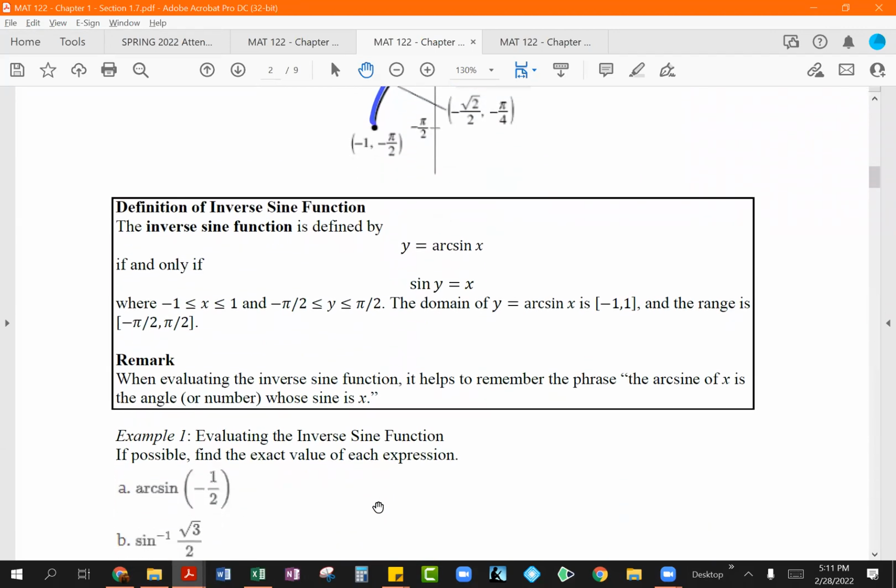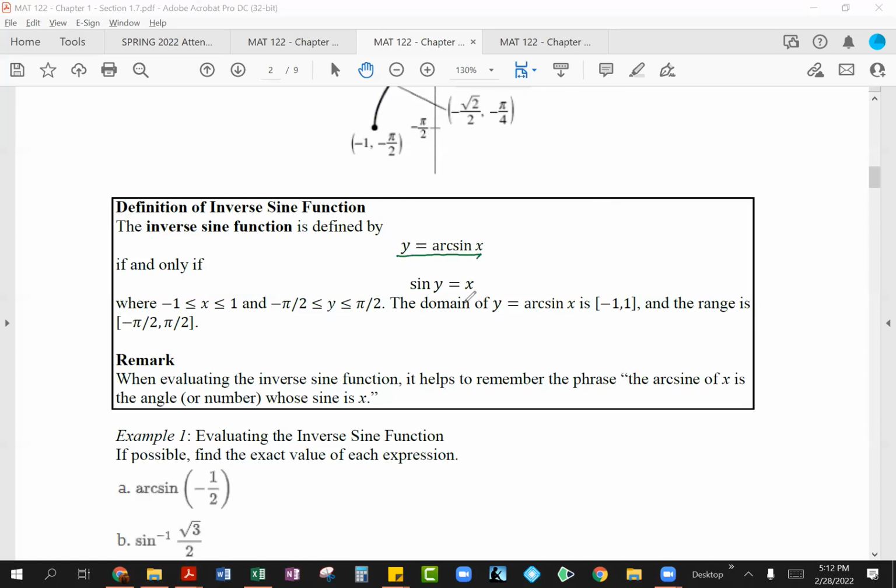Just as your definition, you can see how your domain and range are switching. We are saying the inverse sine function can be defined as y equals arc sine of x if and only if the sine of y is equal to x. And this relationship here, guys, is going to be very, very important. Because if you have y equals arc sine of x, think about this: if I apply the sine function to both sides of my equation, you end up with sine of y, which is what we had over here.